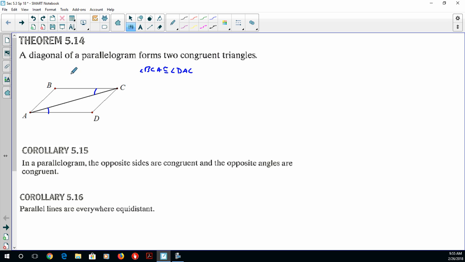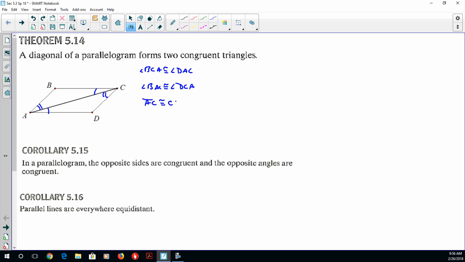Okay, BA and CD are parallel. AC is a transversal. When it crosses those two parallel lines, it forms alternate interior angles there. So angle BAC is congruent to angle DCA, because two parallel lines are crossed by a transversal and alternate interior angles are congruent. Now, AC, that line is congruent to itself.